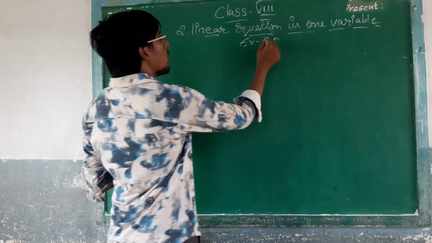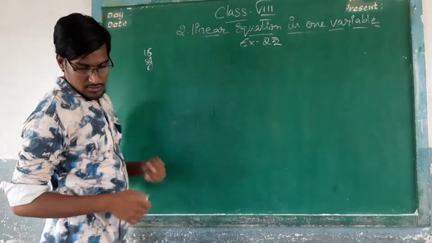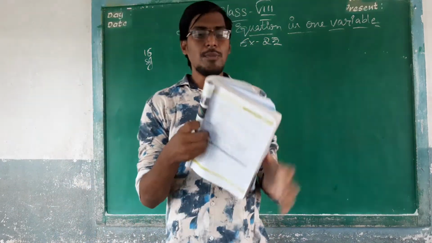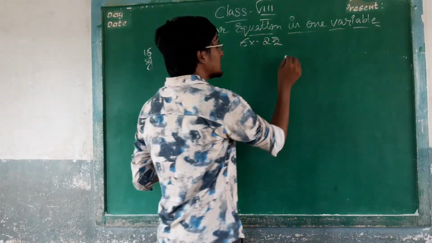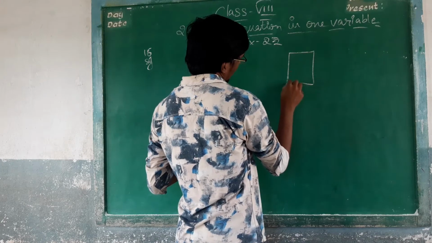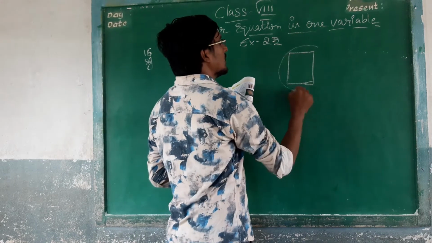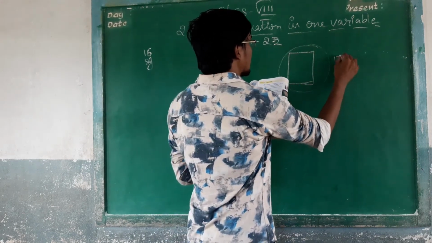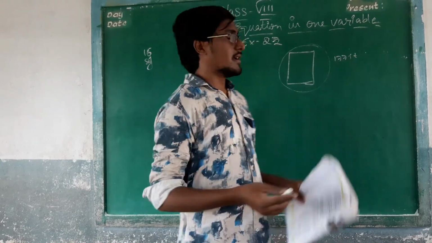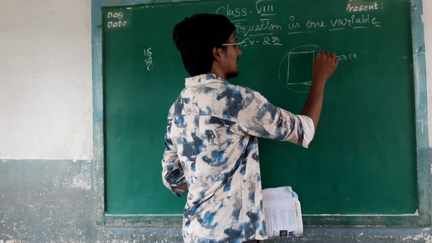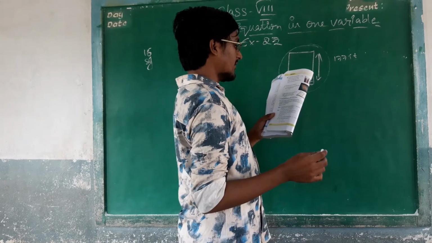The 16th one. The perimeter of a school volleyball court. There is a school volleyball court, and the perimeter is given. This is the volleyball court. The perimeter, the total, is 177 feet, and the length is twice the width. This is the length. What is the length here? Given, twice the width.